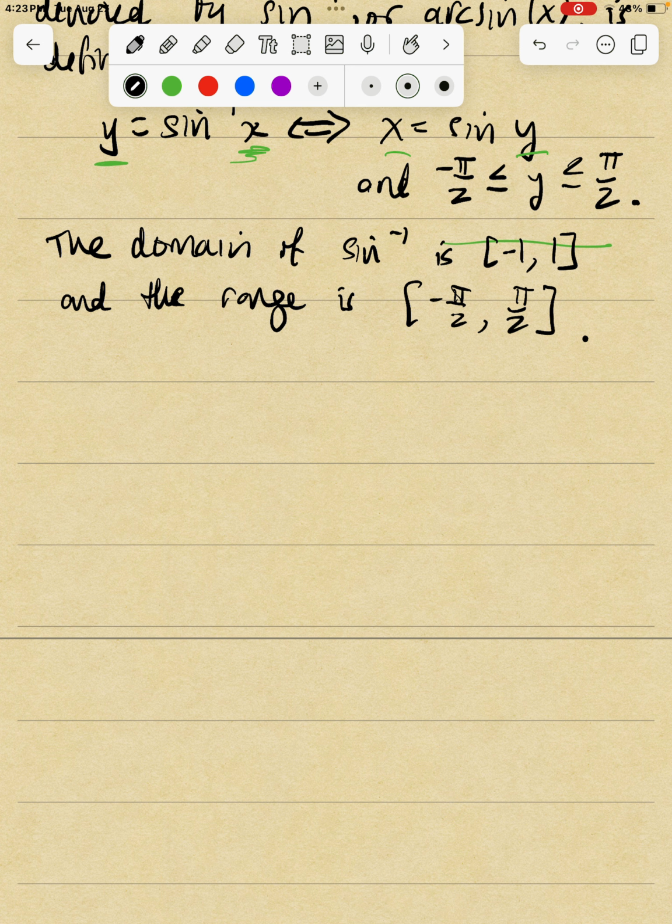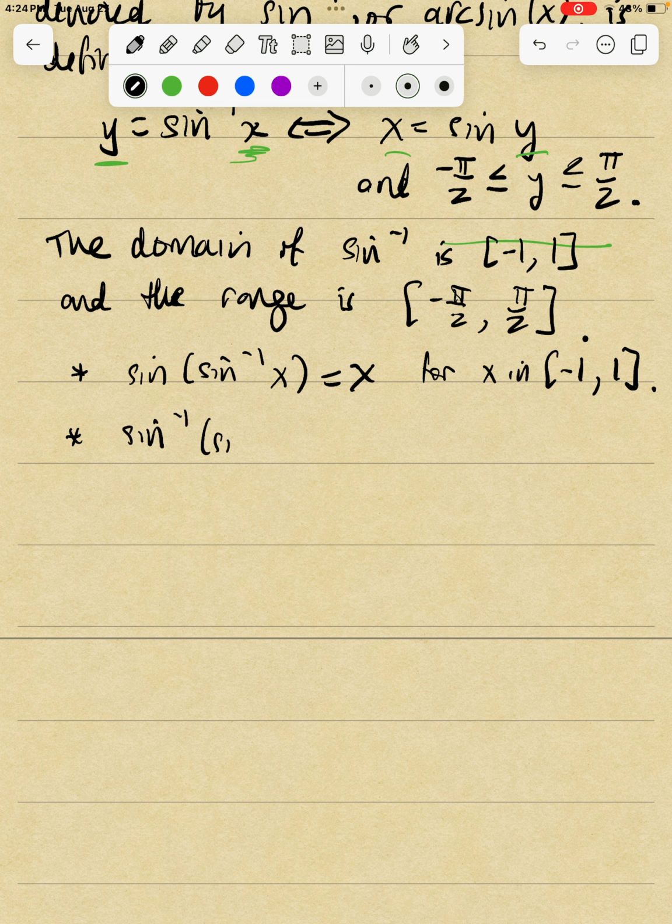And so one way to state what the arc sine function is: if you have sine of arc sine of x, and x is between negative 1 and 1, what are you going to get? You're going to get x. Right, that's what the inverse function does. And sine inverse of sine of y is equal to y whenever y is in the closed interval from negative pi over 2 to pi over 2. Again, because they're inverses, right?